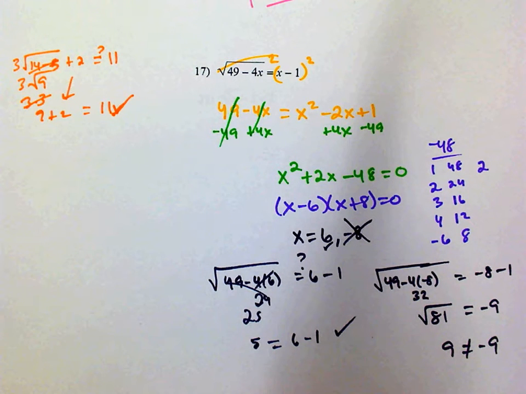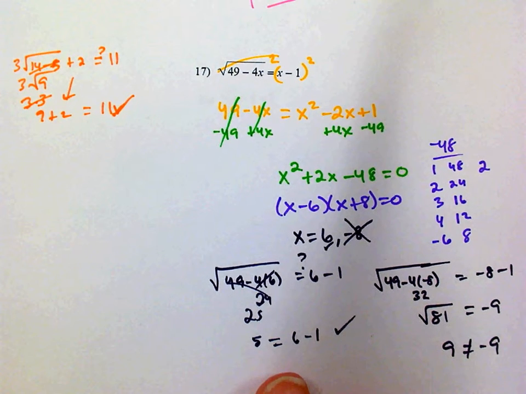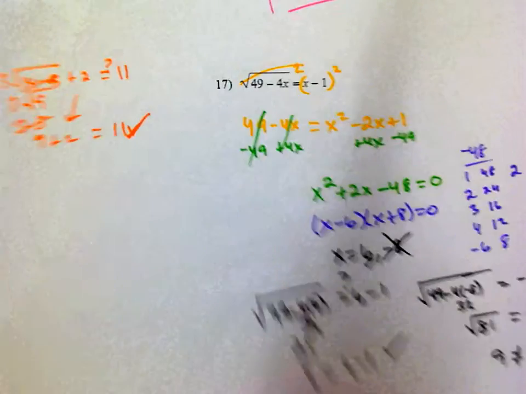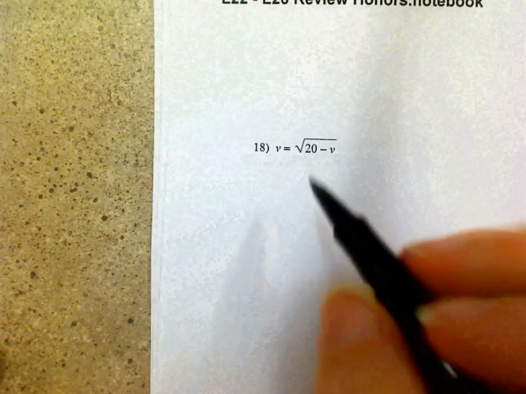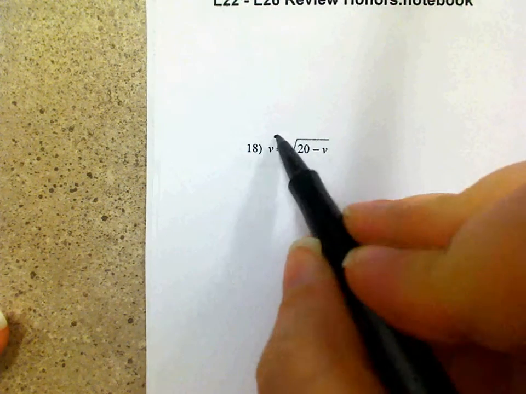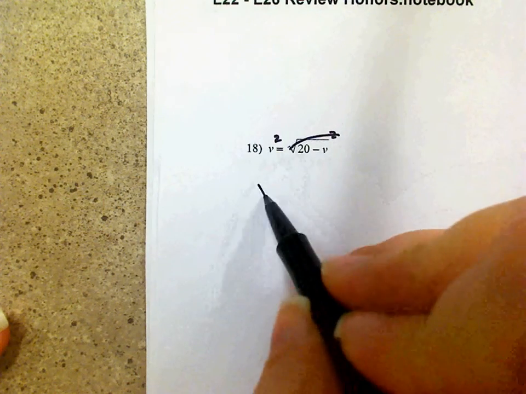Okay, so then we do this one. I need to get rid of the square root, so I square both sides. V squared equals 20 minus V. I need to get everything on the same side as the radical, so I'm going to subtract 20 and add V.